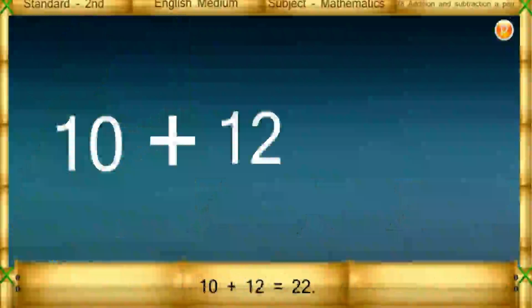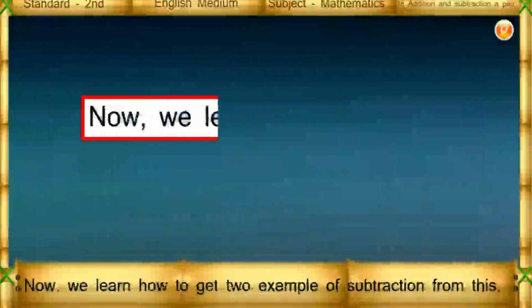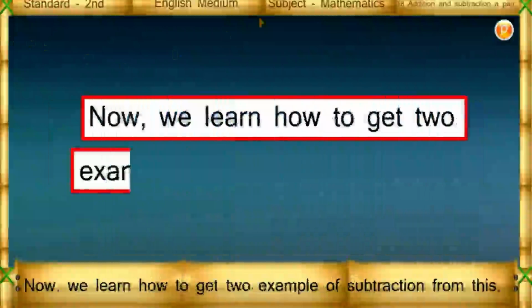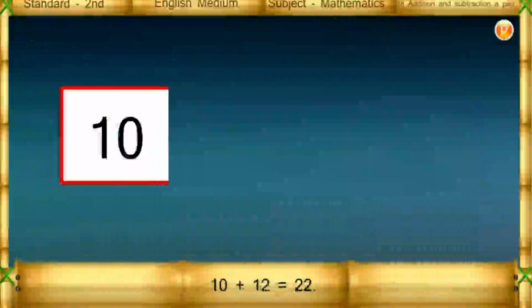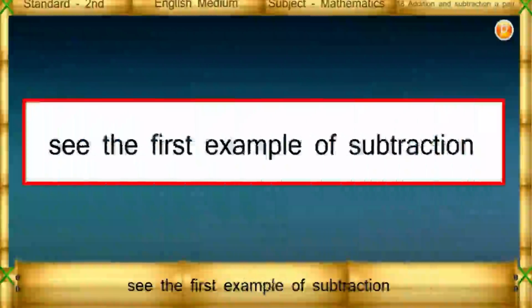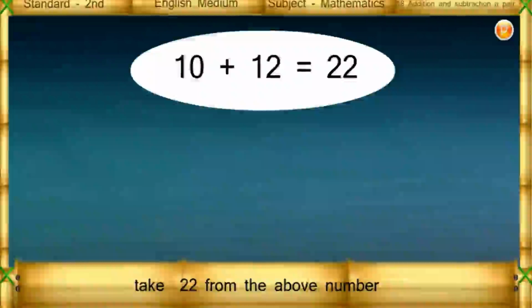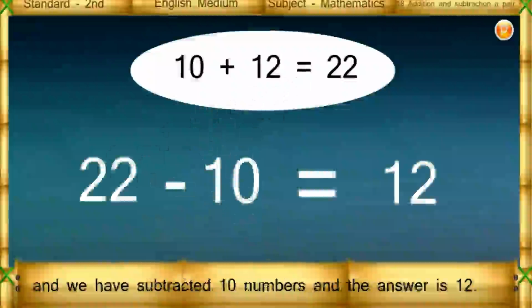10 plus 12 equals 22. This is an example of addition. Now we learn how to get 2 examples of subtraction from this. 10 plus 12 equals 22. Now see the first example of subtraction. Take 22 from the above number and subtract 10, and the answer is 12.